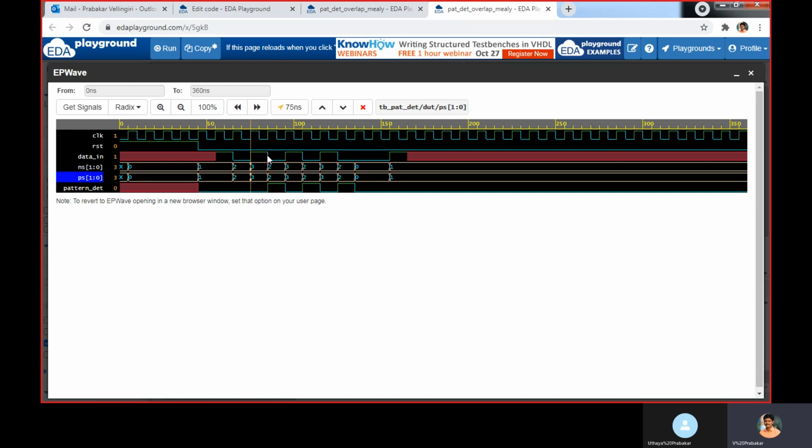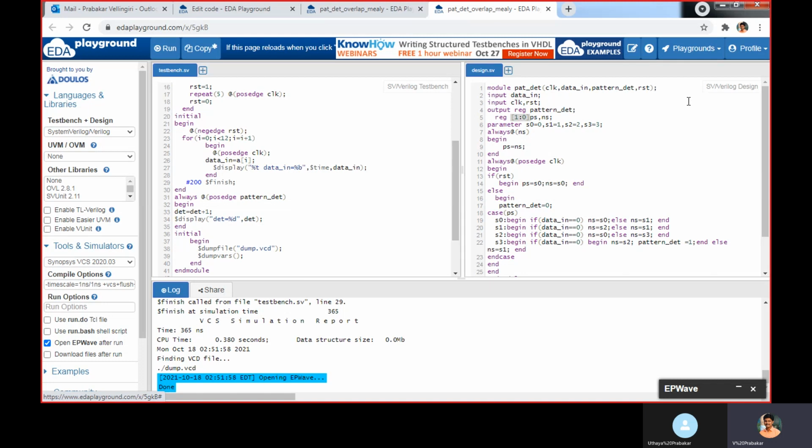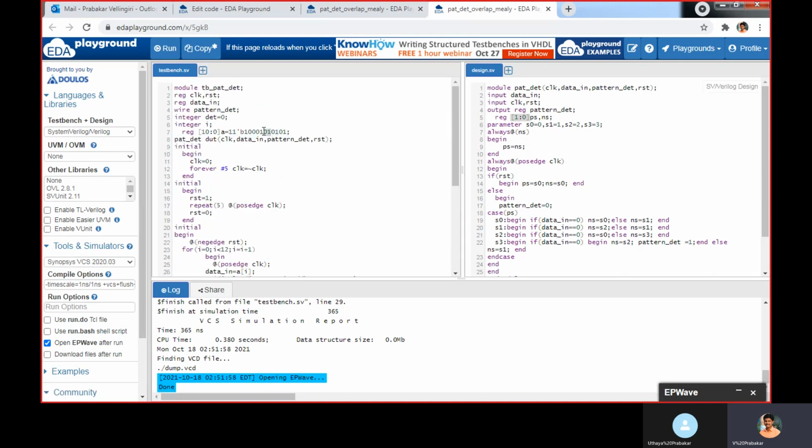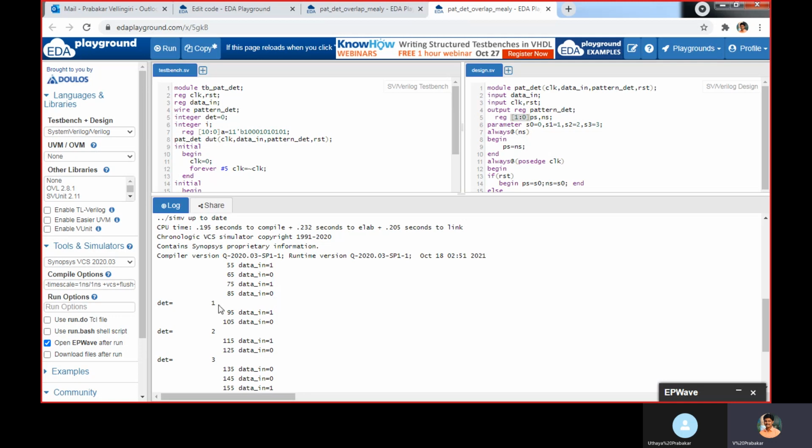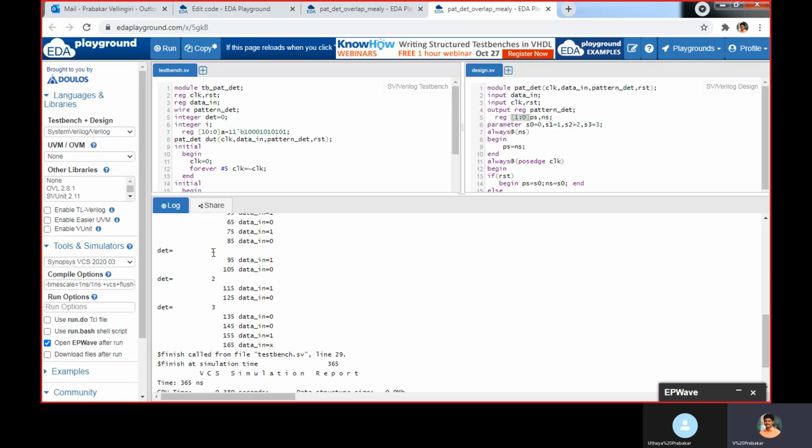So 1, 0, 1, 0. Again pattern is detected. Again 1, 0, 1, 0. Third time it is detected. In the given sequence you see 1, 0, 1, 0, one time it will detect. Again 1, 0, 1, 0, second time, then 1, 0, 1, 0. 3 times we are getting the pattern 1, 0, 1, 0. So each time when we get detect, the value gets incremented.